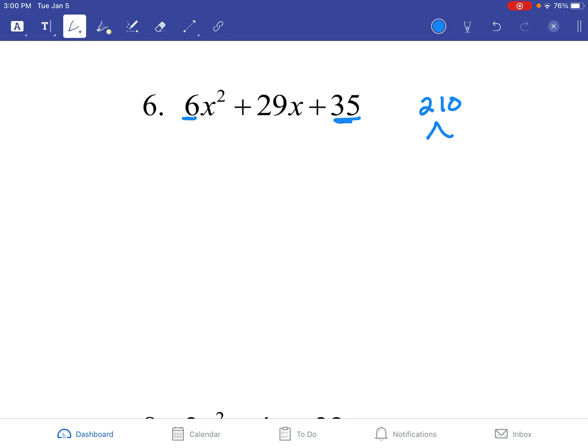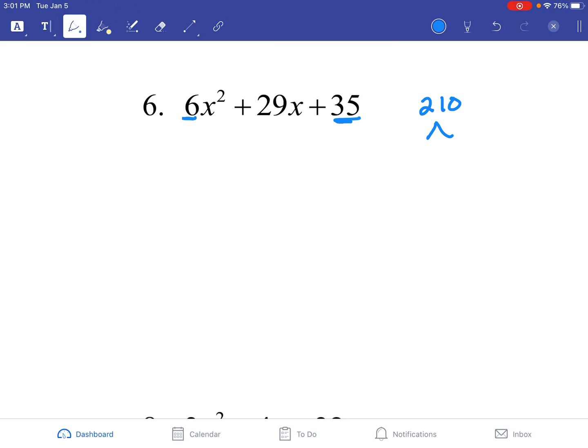So let's do 210 divided by 5. Let's see what we get. That's 42. It's still too big. What about 210 divided by 10? That's 21. It's still not going to give us 29. But that did give me a hint. So 21 has a 7 in it. So let's do 210 divided by 7.